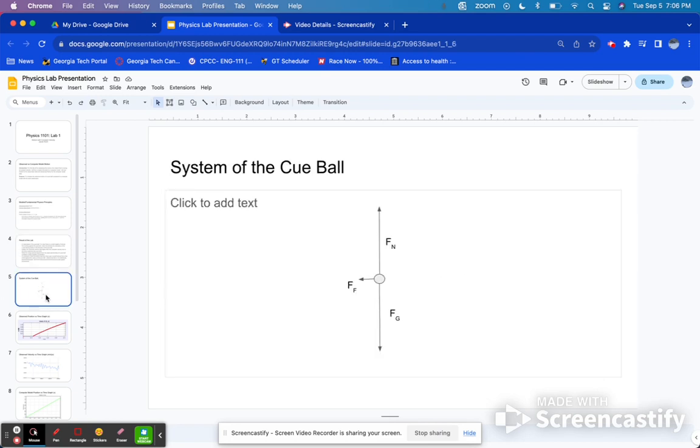So here's the system of the cue ball. You can see that the force of gravity is acting on it as well as the normal force, and there's a slight force of friction, making the net force not entirely 0, but very minimal.